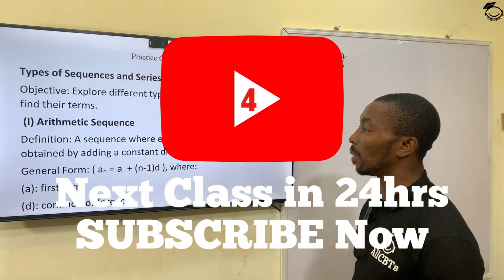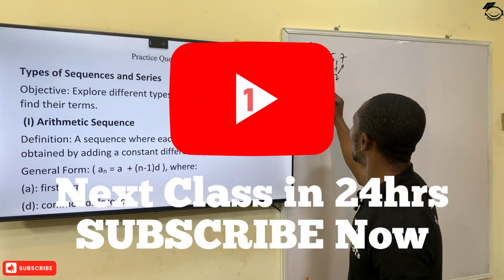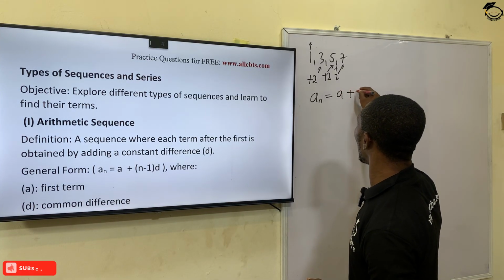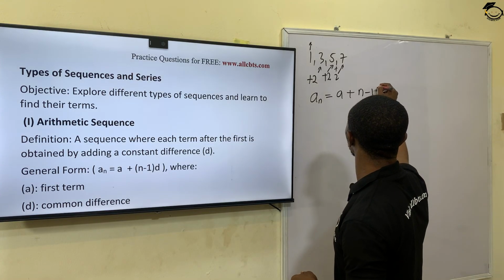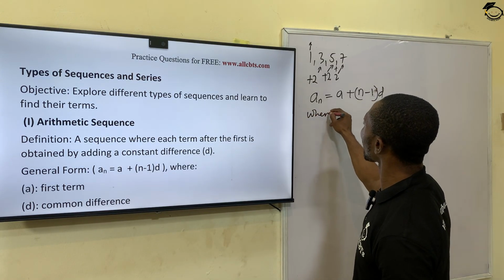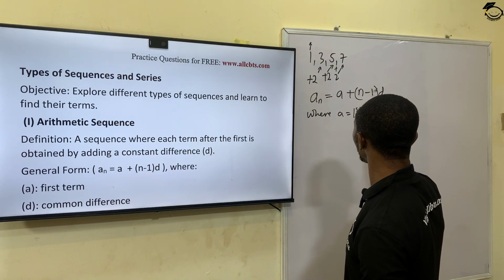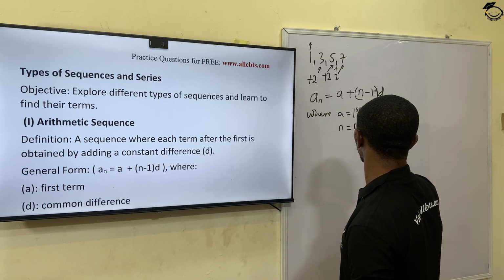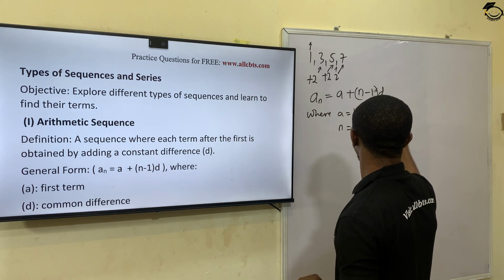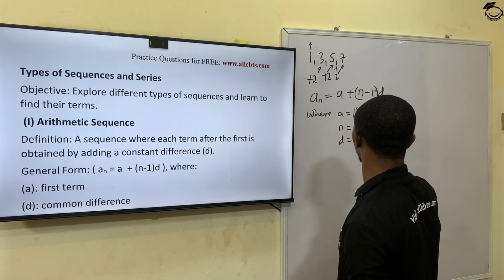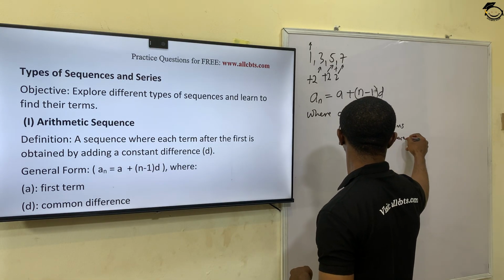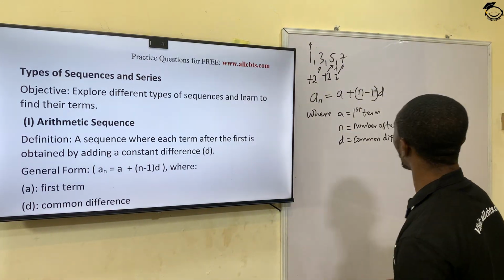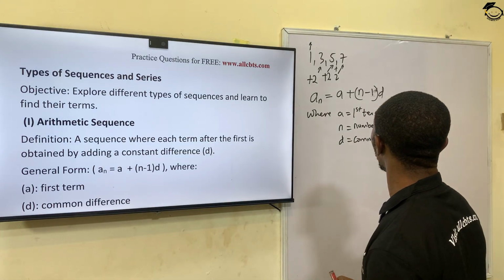Now the general formula for finding the nth term of an arithmetic sequence is a subscript n equals a plus n minus 1 times d, where a is our first term, n is the number of terms, and d is our common difference.